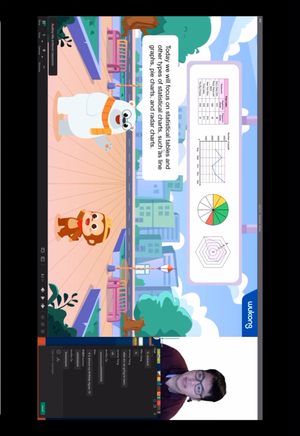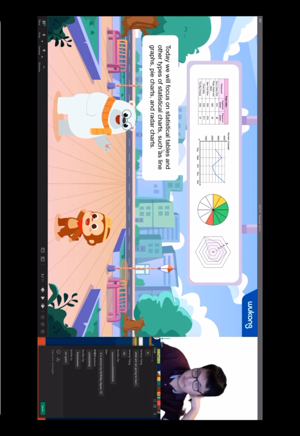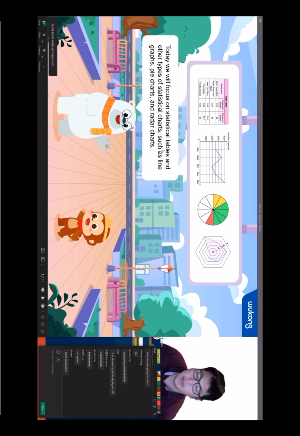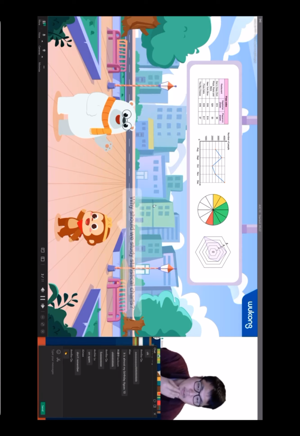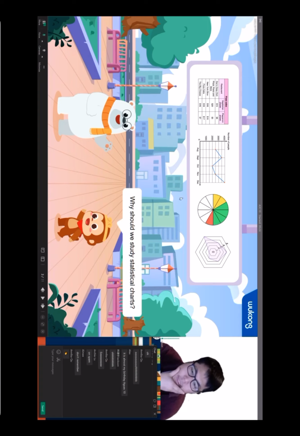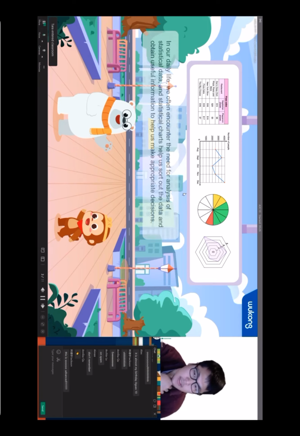But today, we are going to focus more on these statistical tables, guys, such as line graphs and pie charts and radar charts. It's okay, guys, if you don't remember, that's fine, because we're going to cover it all over again. So, why do you think we should study statistical charts, guys?